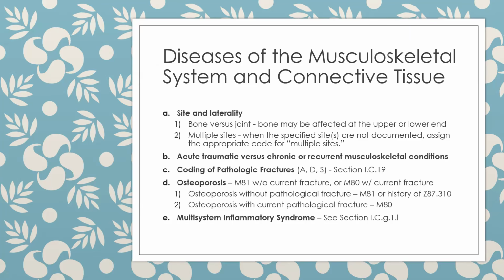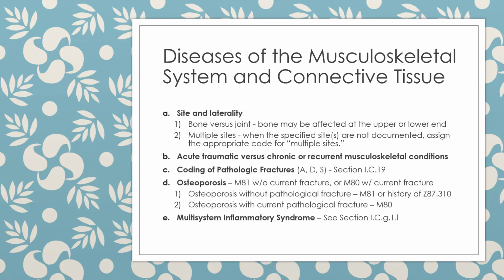Osteoporosis without pathological fracture. Category M81, osteoporosis without current pathological fracture, is for use for patients with osteoporosis who do not currently have a pathological fracture due to osteoporosis, even if they have had a fracture in the past. For patients with a history of osteoporosis fractures, status code Z87.310 for personal history of a healed osteoporosis fracture should follow the code from M81.